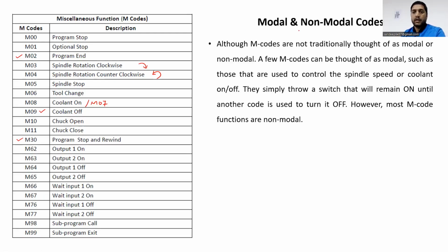Now, modal and non-modal codes in M codes. Although M codes are not traditionally thought of as modal or non-modal, a few M codes can be thought of as modal, such as those that are used to control the spindle speed or coolant on and off. They simply throw a switch that will remain on until another code is used to turn it off. However, most M code functions are non-modal, so kindly remember this.